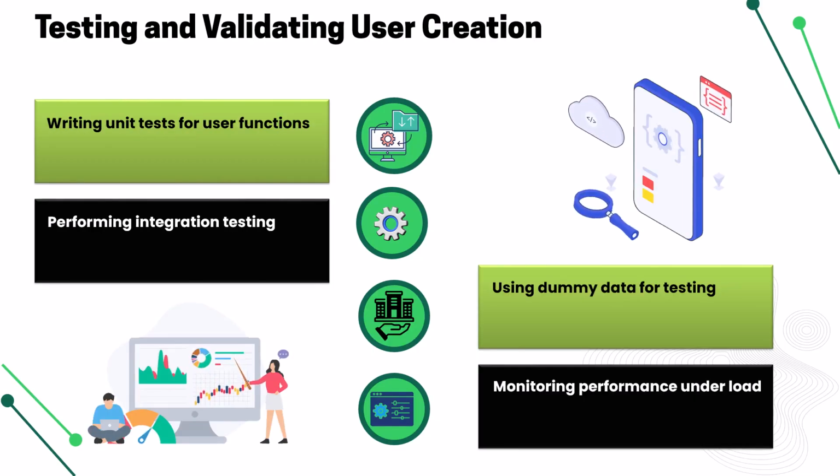Creating a user is one thing, ensuring they actually work in the system is another. We start with unit testing, the foundation of reliability. Integration testing comes next to check seamless connections. Dummy data helps simulate real scenarios. And finally, load testing ensures the system doesn't crumble under pressure.